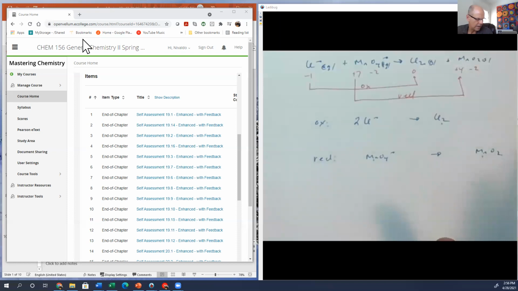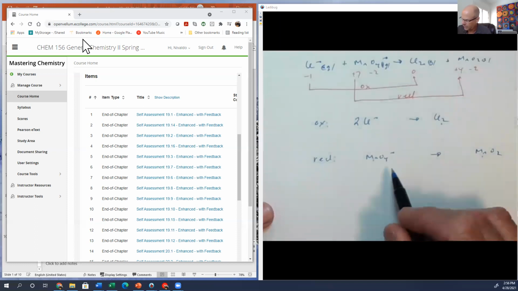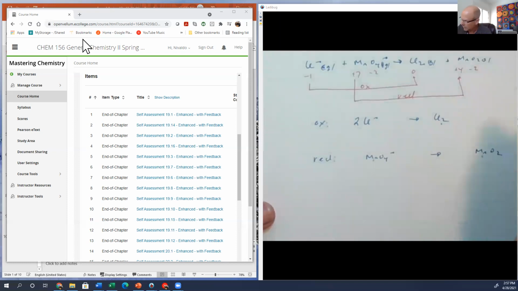Next thing is I balance oxygen, right? By adding what? Water, okay? So there's no oxygen up here, so I don't have to worry about that. Here, I have 4 oxygens, 2 oxygens, so I got to add 2 waters to that side.